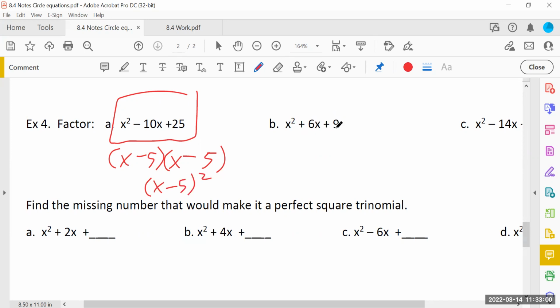x squared plus 6x plus 9. What multiplies to 9 but adds up to 6? 3 and 3. So this is going to be the same thing: x plus 3 times x plus 3. This ends up being x plus 3 squared because there's two of the same.